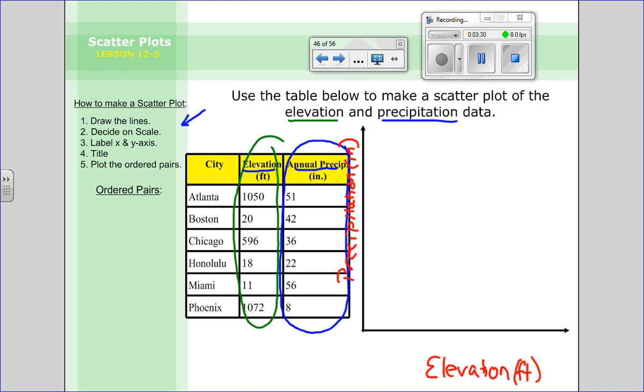Looking at this, I need to figure out what scale to use. I'll notice that my data starts at 11, and it goes all the way into the thousands, so I'm going to want to keep that in mind when I do my graph. I'm probably going to do hundreds. This graph is not going to be the prettiest, but I think it's going to give us the general idea.